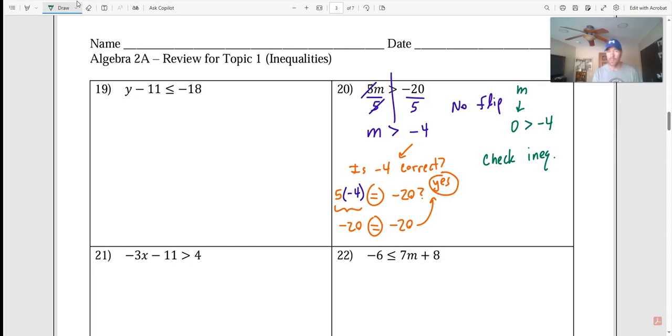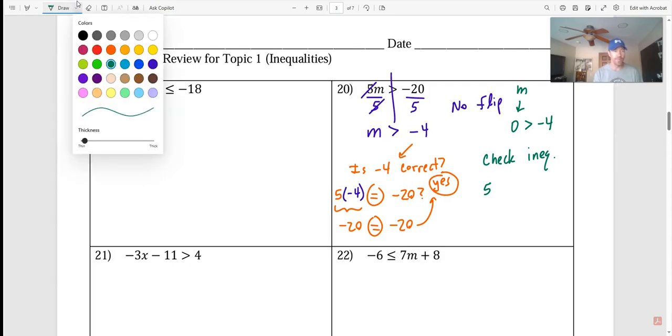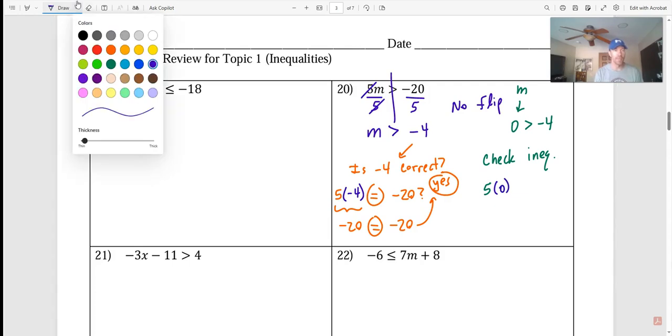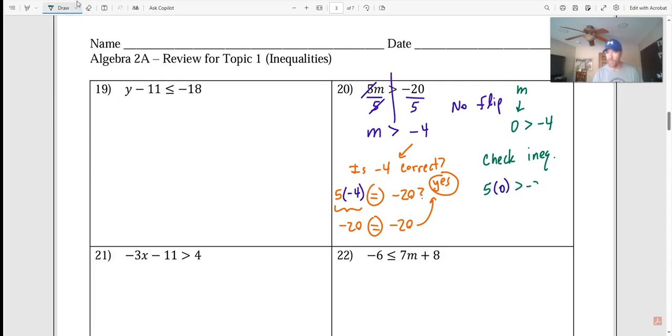Does it work in the original? So if we do 5 times 0, will that be greater than -20? 5 times 0 is greater than -20. And again, this is easy. You know, I often talk about doing mental math. If you can, multiplying with 0 is usually pretty easy. So is 0 greater than -20? Yes, it is. That is true. So I like the inequality. There's my final answer. Okay, and we can move on to the next one.